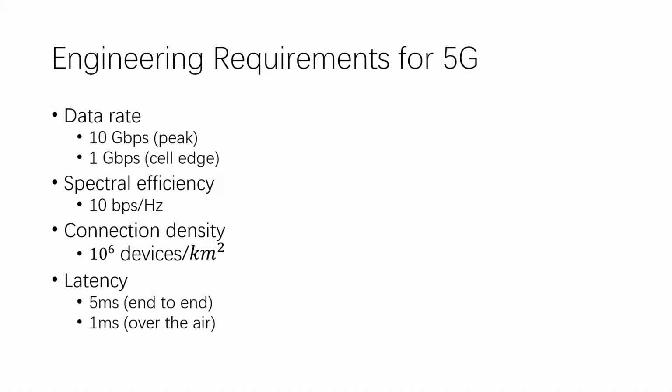The 5G engineering requirements can be set with these objectives. A data rate of 10 gigabits per second or more is supported in the cellular area. In addition, 1 gigabit per second, even at the cell edge, which is the location where the performance is worst. The spectral efficiency we want to boost up to 10 bits per second per hertz.